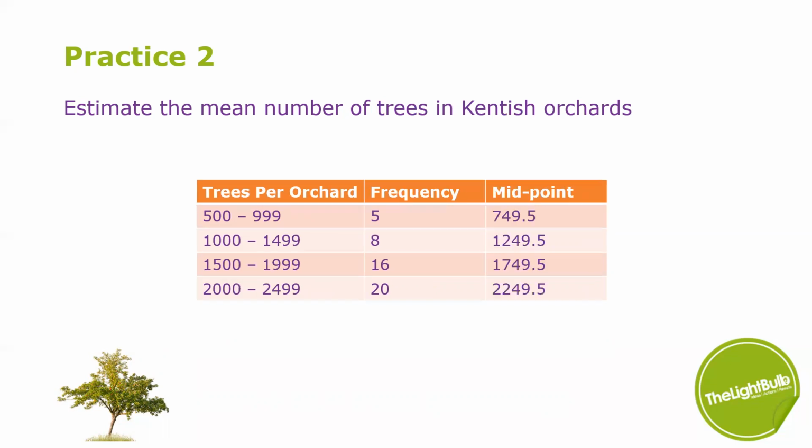Okay, how did you do? That's our midpoints for the trees per orchard column. Now, remember to work out the fourth column and to get your total answer for that. Again, I'm not going to remind you how to do that at this stage. You can look back at your previous work and get that fourth column made. Okay, I'm going to give you 10 seconds. You can pause for longer.